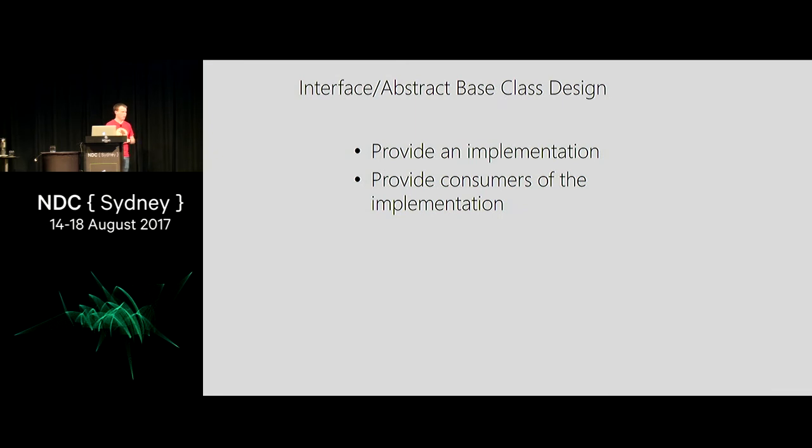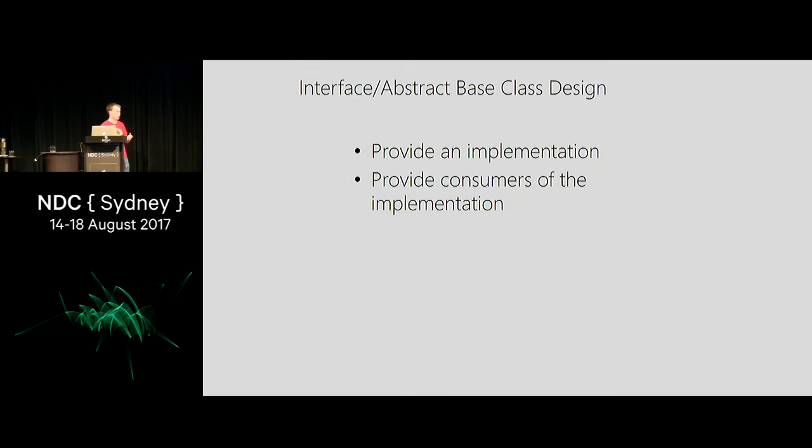So there are a couple of tips to sort of help you avoid problems when designing an interface or an abstract base class. So the first one is you want to provide an implementation, and you want to provide consumers of that implementation. So by doing both, you're thinking about both sides. You're thinking about both how someone would implement it and how someone else, maybe it's just you, will consume it.